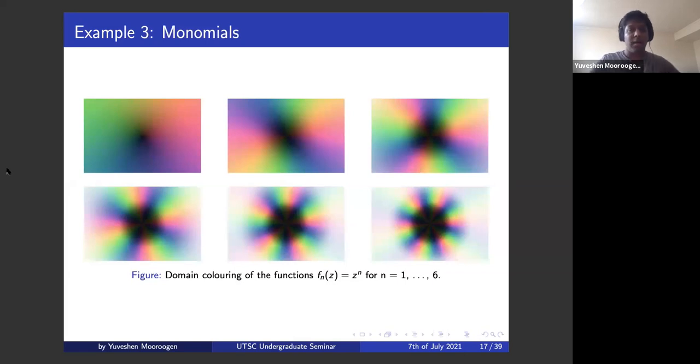All right, this is when stuff starts getting cool, in my opinion. What I have here are the first 6 monomials, so just functions like Z to the n, where n is 1, 2, 3, 4, 5, or 6. We've already seen how you construct the domain coloring of this first guy, and that was just my identity. And we've seen in detail how you construct the domain coloring for the third guy.